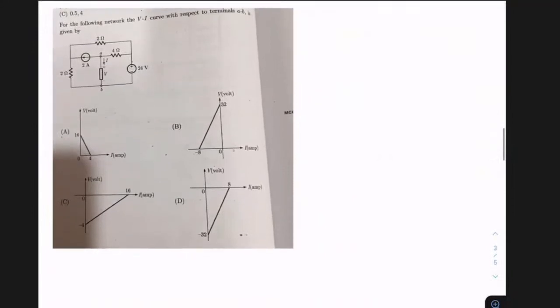Well, let's take up this question. The question here is: for the following network, the VI curve with respect to terminal AB is given by which of the following? The V and I are given for this particular load. Which of the following graphs is the correct graph for this VI?